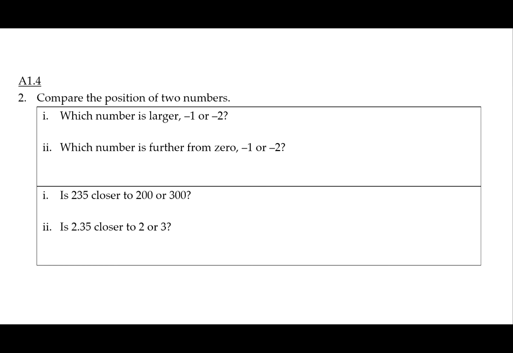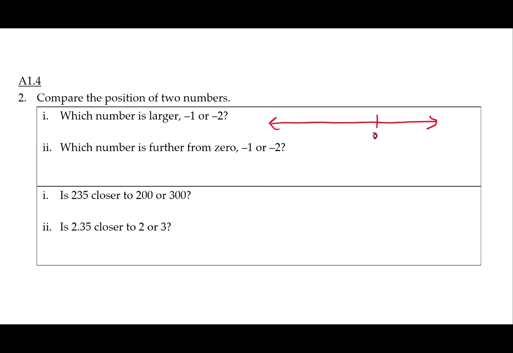Learning Objective 2 of Section A1.4 is to compare the position of two numbers. That is, how do two numbers compare based on where they sit on the number line. So, for example, which number is larger, -1 or -2? Let me draw a little number line.